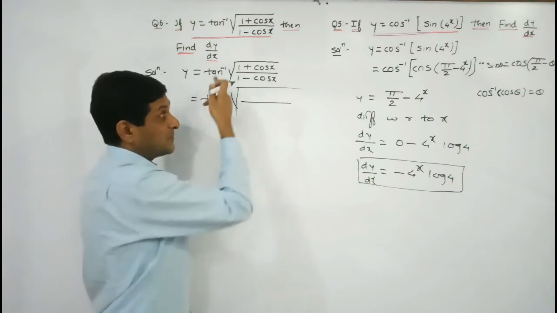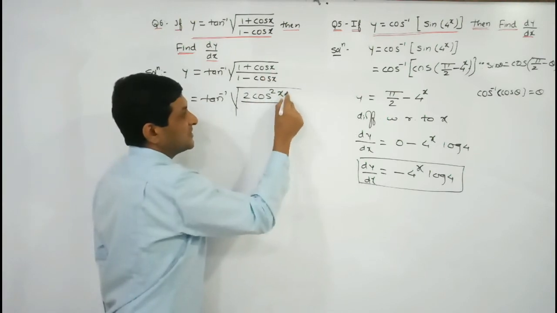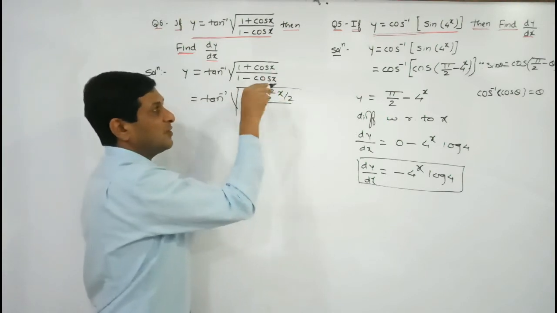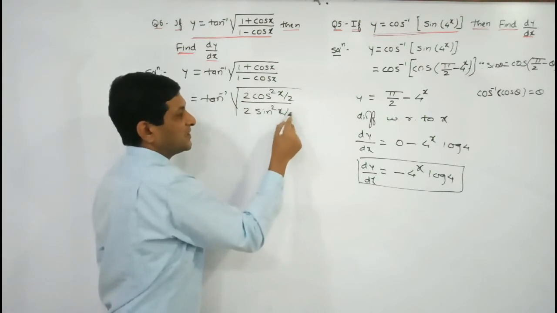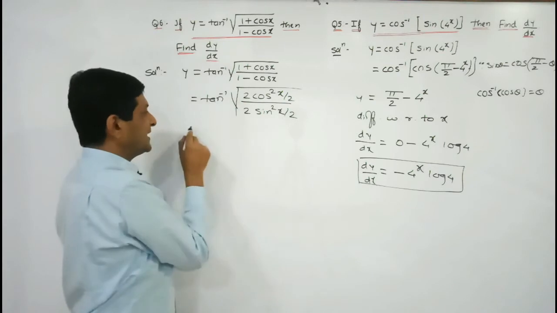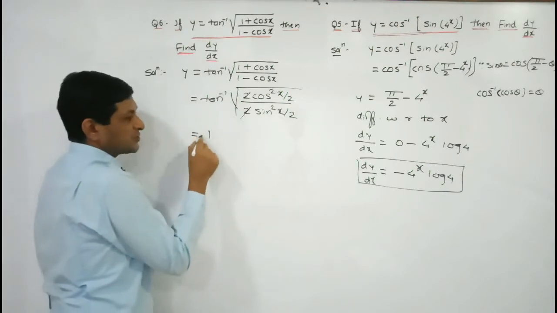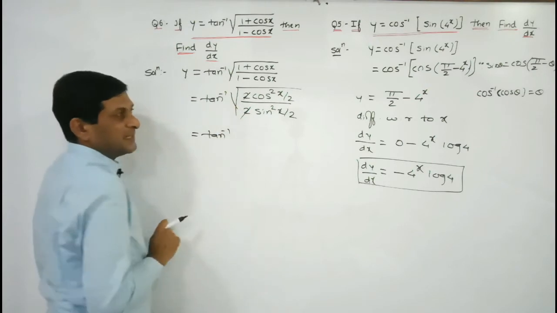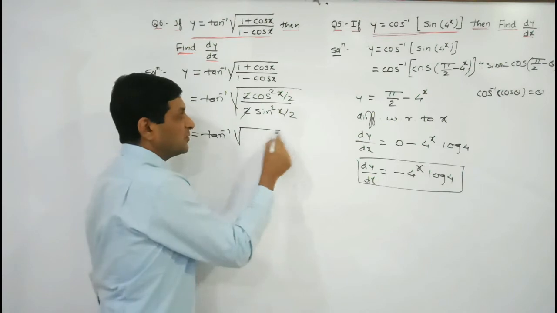What is the value of 1 plus cos theta? 2 cos square theta by 2. Theta is here x, so x by 2. And in the denominator, 1 minus cos theta is 2 sin square theta by 2. Theta is here x. Again 2 will get cancelled. Tan inverse of, which is equal to tan inverse of cos square x by 2 upon sin square x by 2 will be equal to what?